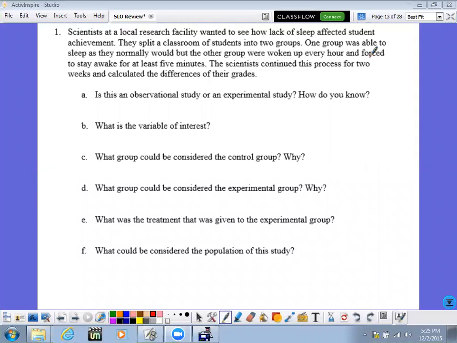All right, you guys, let's go ahead and get started on section 3. Section 3 starts talking about experimental studies. It says scientists at a local research facility wanted to see how lack of sleep affected student achievement.